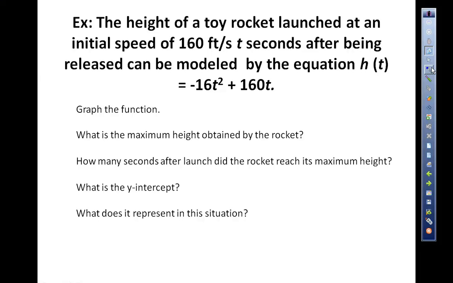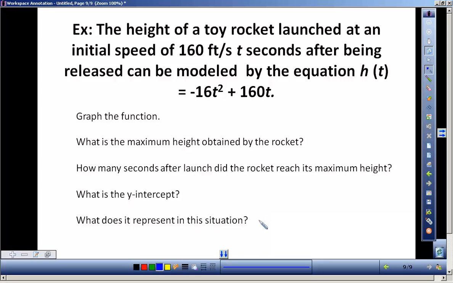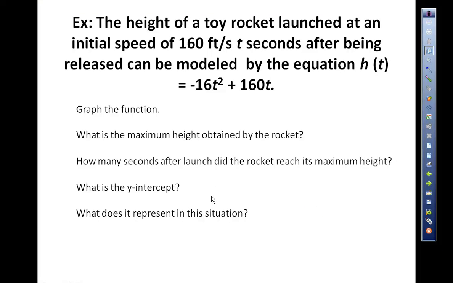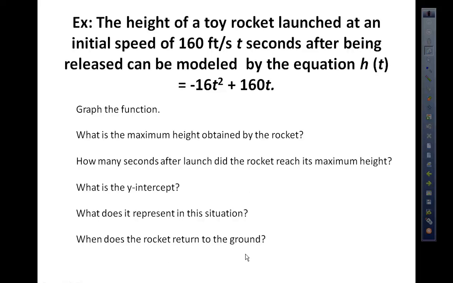Next question. What does this represent in this situation? Well, we said that the y-intercept is a starting point. So that tells me that this rocket started, the rocket launched on the ground. It was 0 feet off of the ground when it launched, so it launched on the ground. It wasn't on a platform. It wasn't up on a table or, God forbid, somebody holding it, because that doesn't seem like a bright idea.